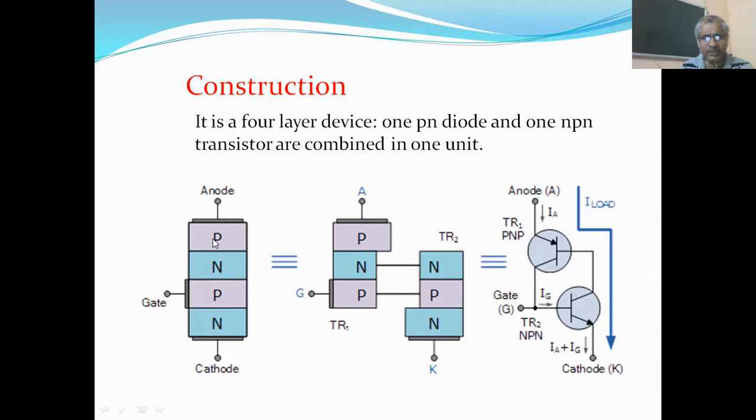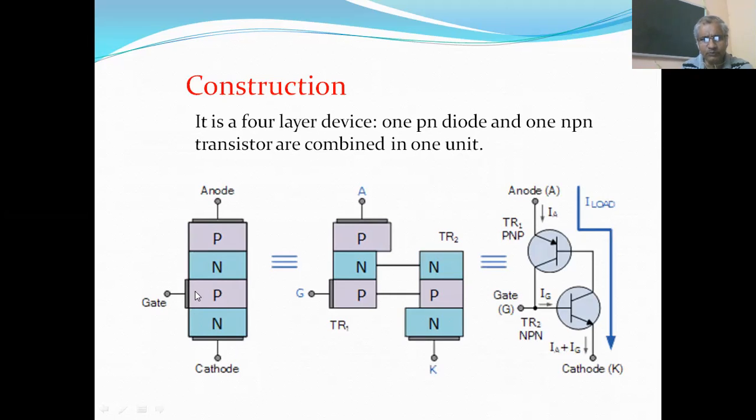So look at this diagram. Suppose this is the PN junction. So it is a diode, and one NPN transistor. This is NPN. So that means one diode and one NPN transistor are combined in one unit. So this is constructed like this.